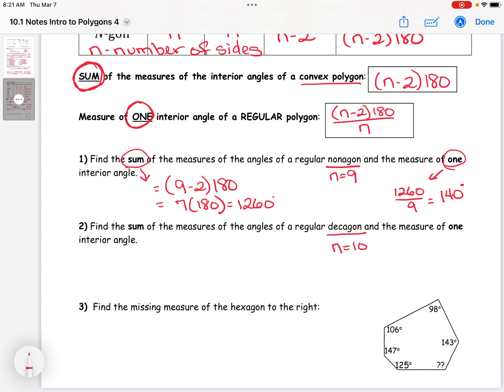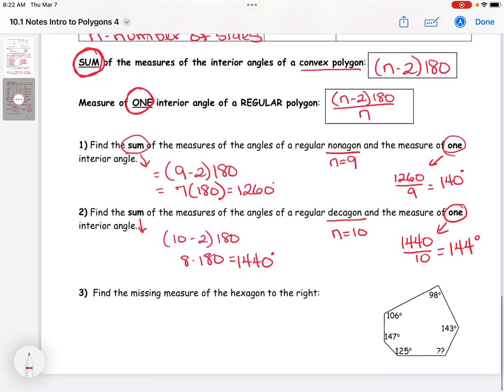All right, so let's try the same thing with a decagon. So now n equals 10. So the sum is going to be 10 minus 2 times 180, which is 8 times 180. So it's going to be 1440, I think is what that is. Okay, so that would be all of them. 1 would be 1440 divided by 10, which would be 144. So each angle would be 144 degrees.